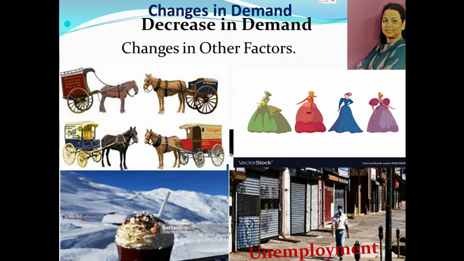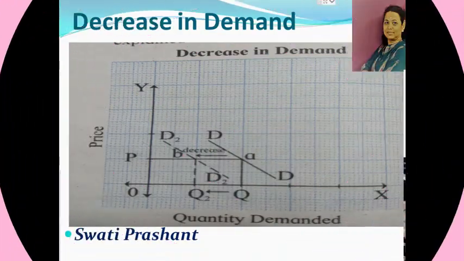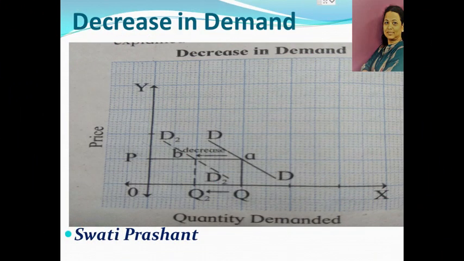Demand for horse carriage is decreased. The demand curve moves to the left hand side of the original demand curve. This is explained with the help of the figure. Here is the figure. DD is the original demand curve. It shifts inwards to the left side from DD to D1 to D2.